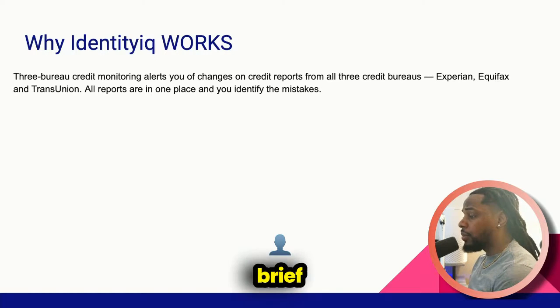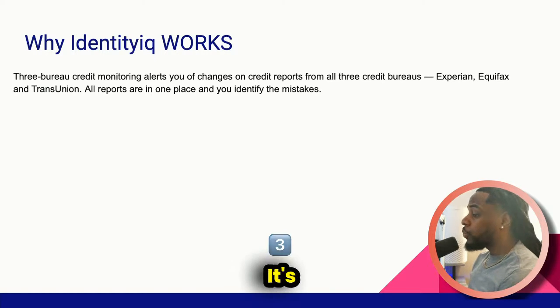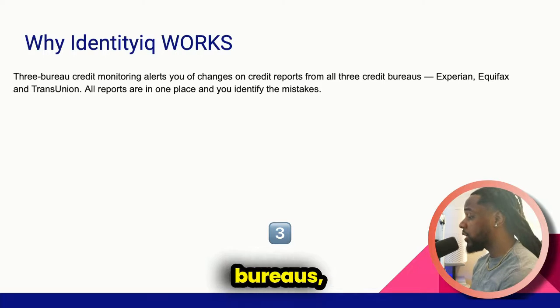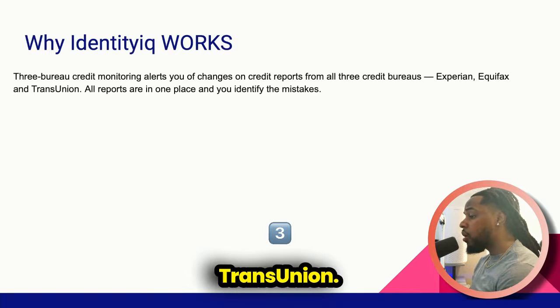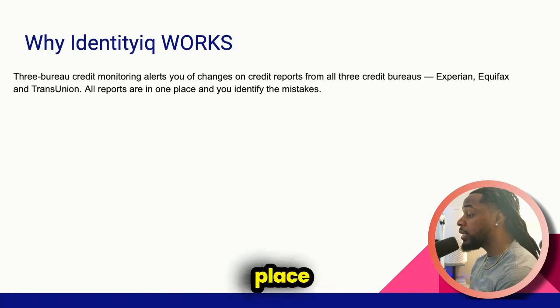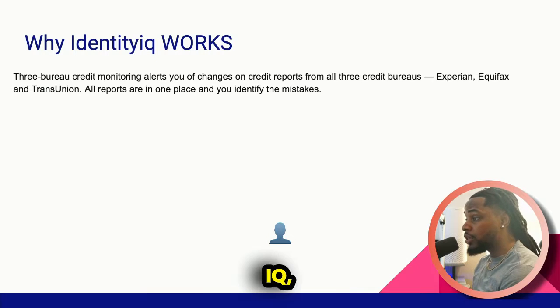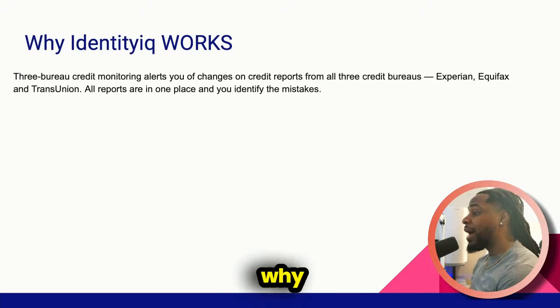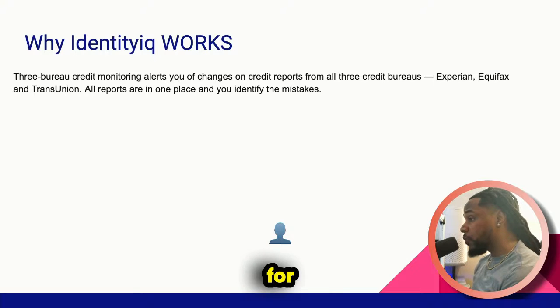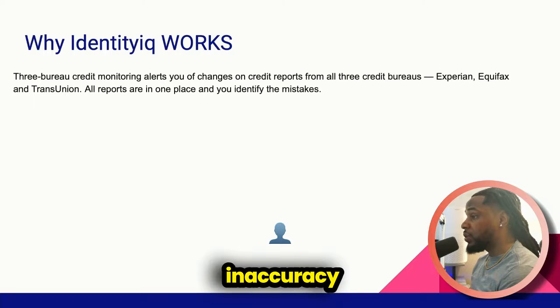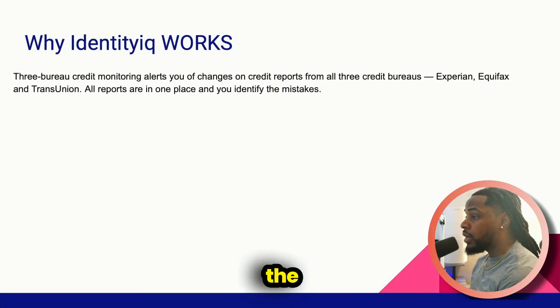And this is just a brief why IdentityIQ works. It's 3 bureau credit monitoring that alerts you of changes on your credit report from all 3 bureaus, Experian, Equifax, and TransUnion. All 3 reports are in one place to identify the mistakes. Now, there are some drawbacks to IdentityIQ, which I'm going to mention, and that's the reason why I only use IdentityIQ for this one particular inaccuracy method, and I don't use it for the other. It's good for monitoring your account, but other than that, if we're not doing this type of disputing, I don't really use it that often.